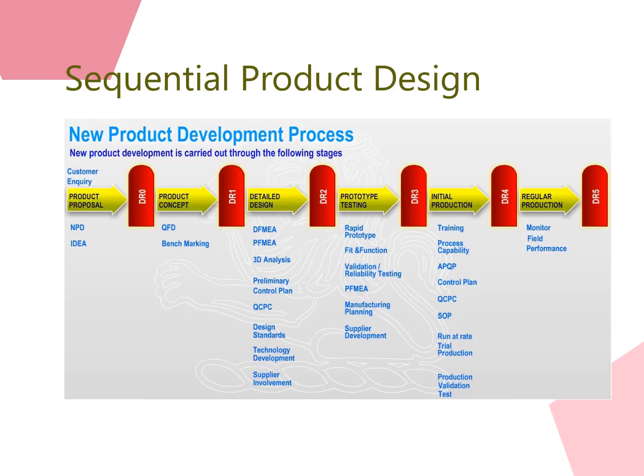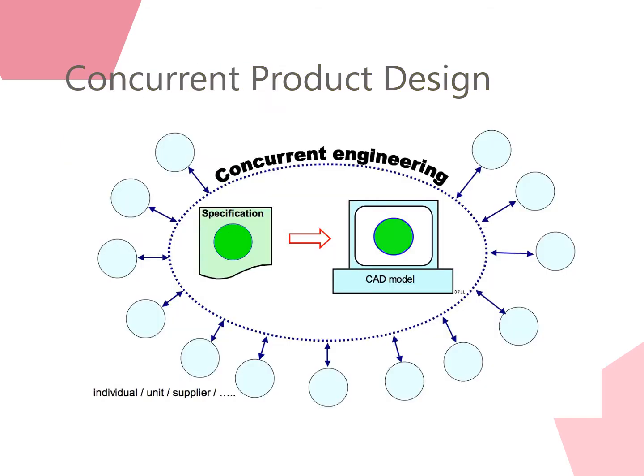This is a schematic diagram of a typical sequential product design, right from the early stage to the later stages. So finally, it comes out as a product. At every stage there will be waiting and waiting until the previous stage is completed. Here, under concurrent engineering, there will be no waiting between stages.